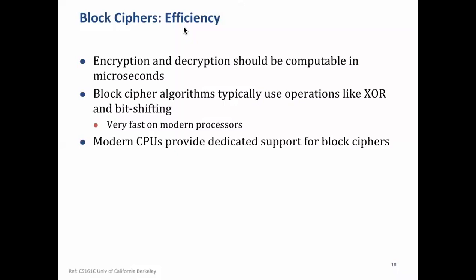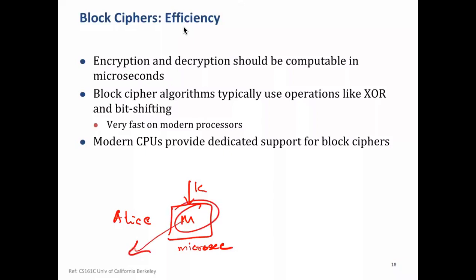Now, we talked about breaking time, but efficiency should be there too, right? When Alice is encrypting a message using some key K, it should take just microseconds. So it should be fast. This algorithm has to be such that it can be done fast, in a short time.